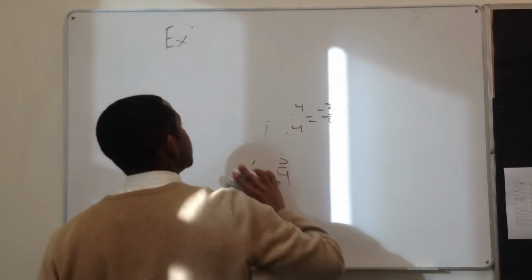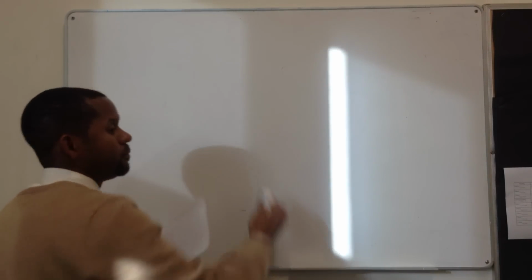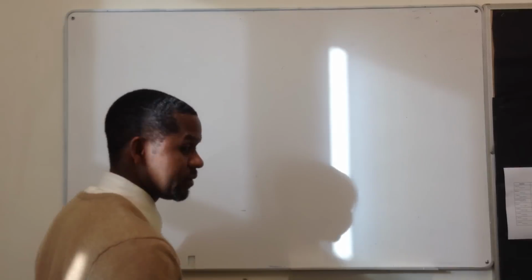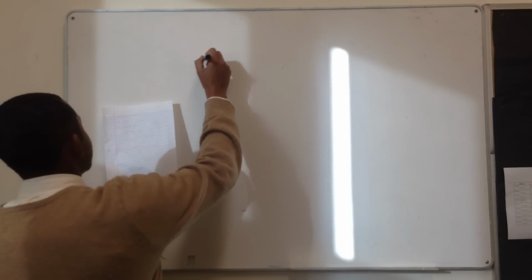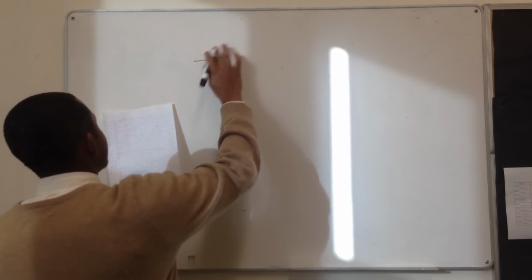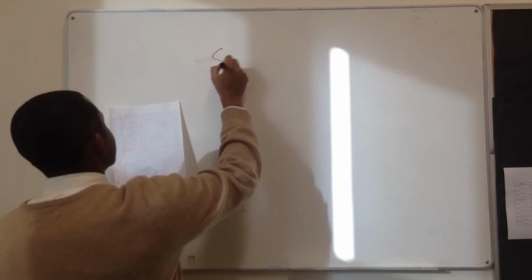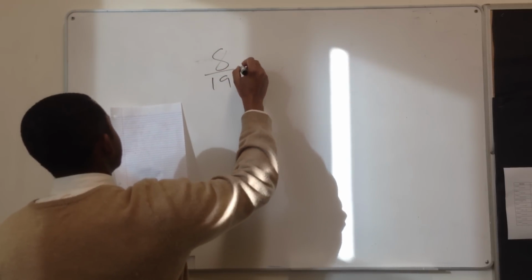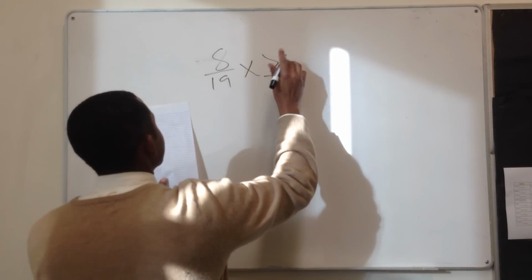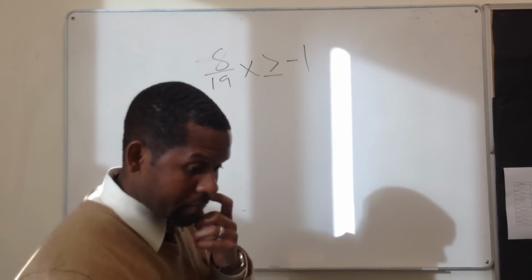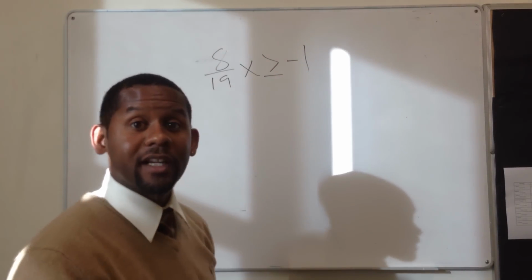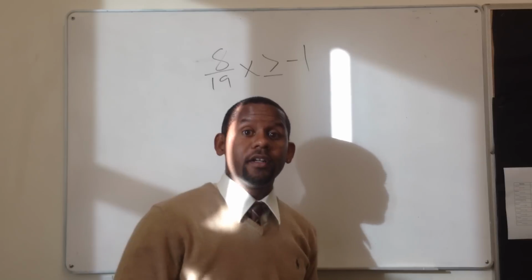Last two. Let me check my time real quick. Whew. Last one, because I'm running out of time. Last one says 8 over 19 x is greater than or equal to negative 1. Solve that. This is the last one you're going to solve. I'm not going to do it. You're going to do it on your own.